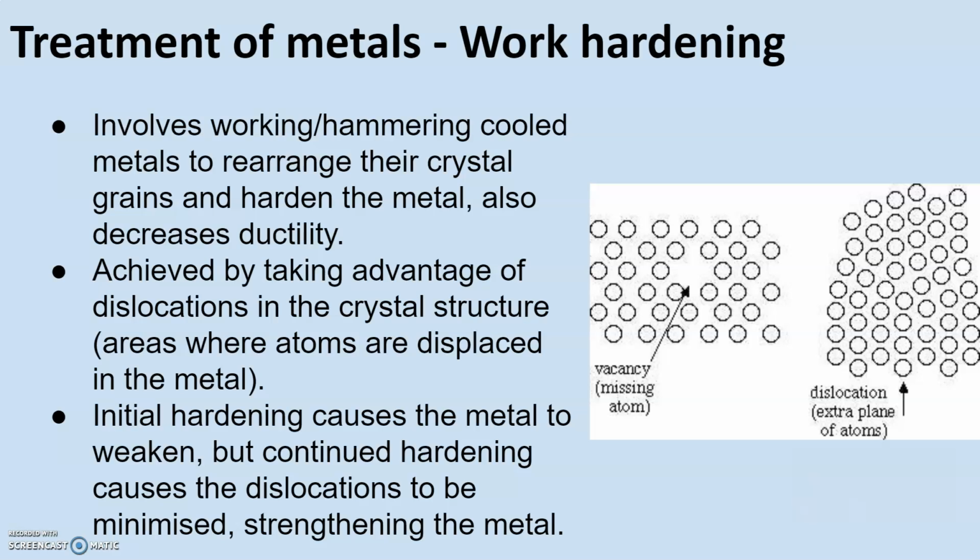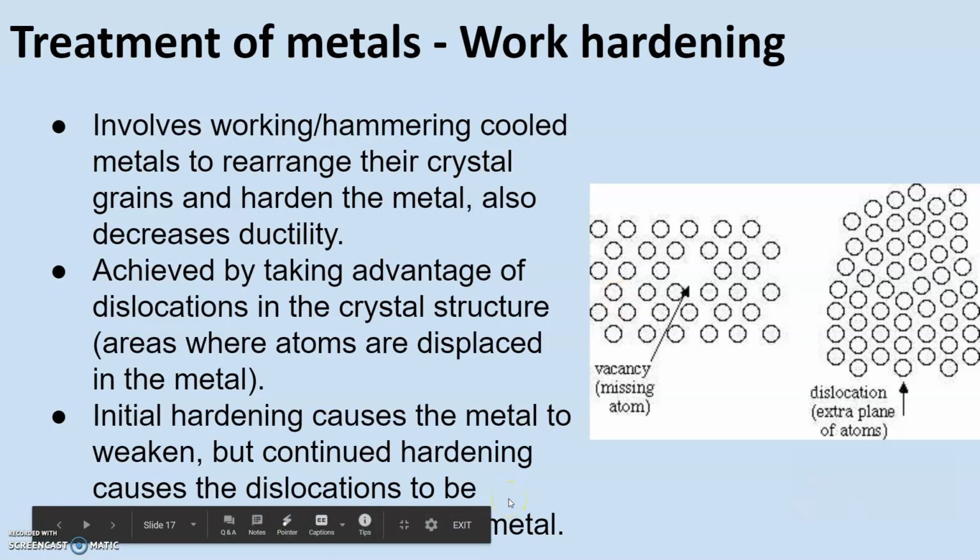So if we look at a metallic lattice and look at hundreds of atoms, we start to see that there's naturally some gaps in the lattice structure. Let's get the pointer. Naturally, we see there's some gaps in the lattice structure.